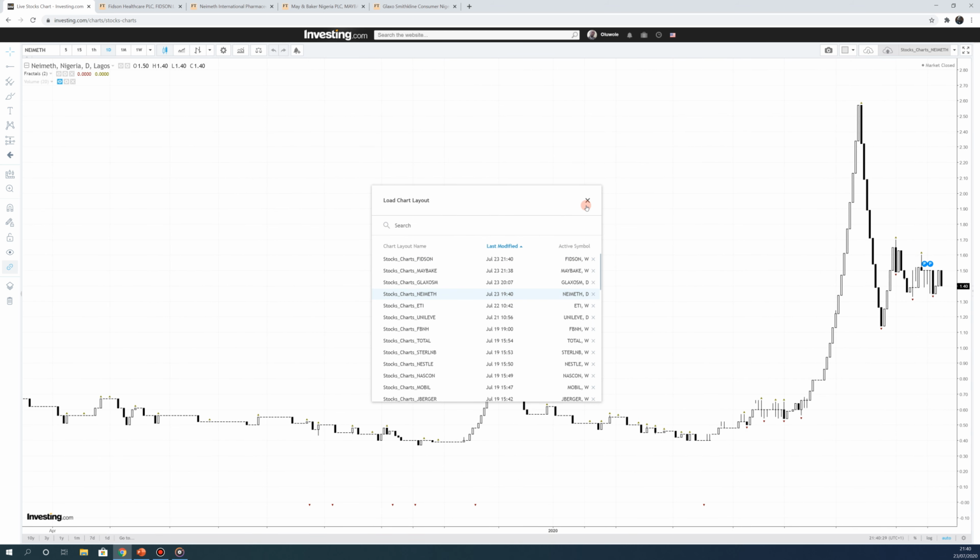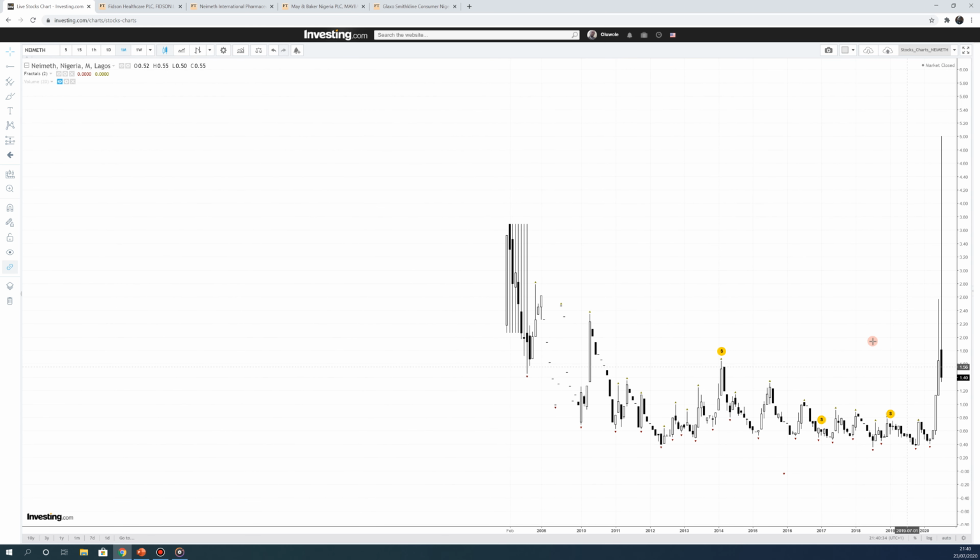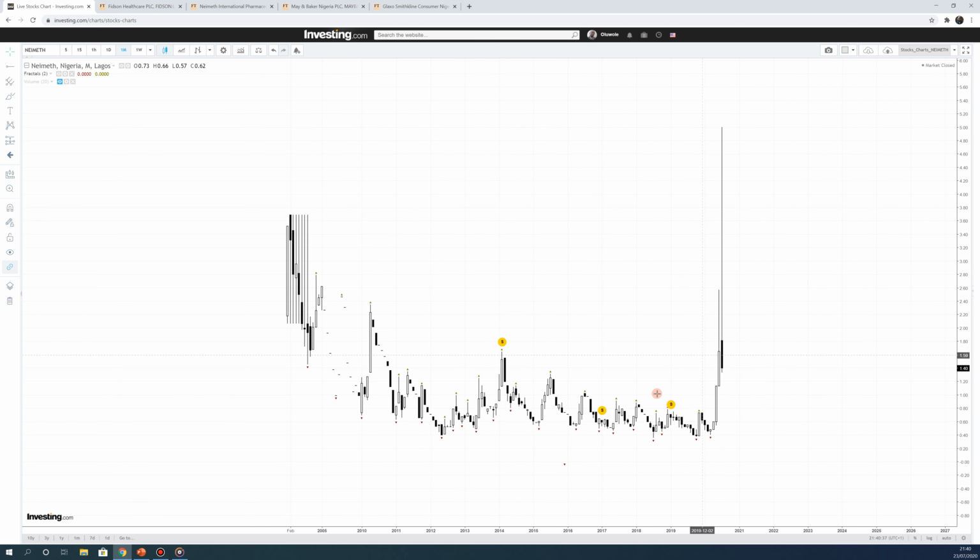Nigerian, what's Nigerian doing on the monthly? Let's start from the monthly. Wow. Oh, I see why it's making over 400%. Okay, but I don't know. This recent data looks spurious, but generally the price is coming down again. If it's coming down, the next support level is at about 1 naira 20 kobo.